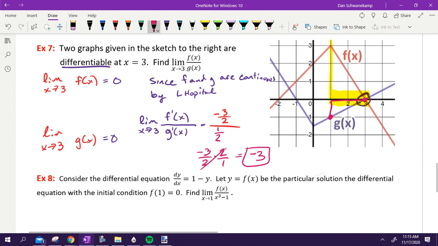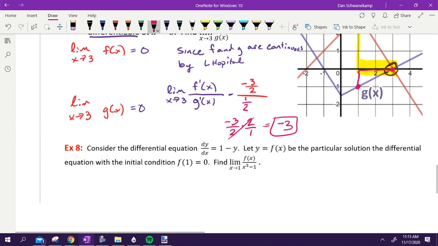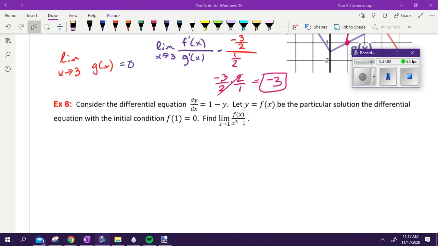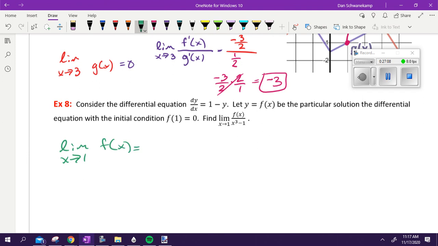Make sense there? Try one more. Do that last one for me, please. Here we go. So we're finding the limit as x approaches 1. It's a fraction, so I'm going to do it separately. The limit as x approaches 1 of f of x, and the limit as x approaches 1 of the bottom. On bottom, it's x cubed minus 1. I'm plugging in 1. What is f of 1 going to get me? 0. It tells me that right here. On bottom, it's 1 minus 1. It's also going to get me 0.